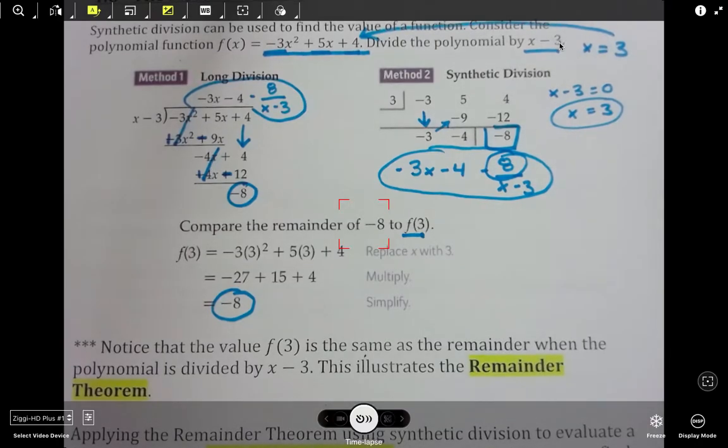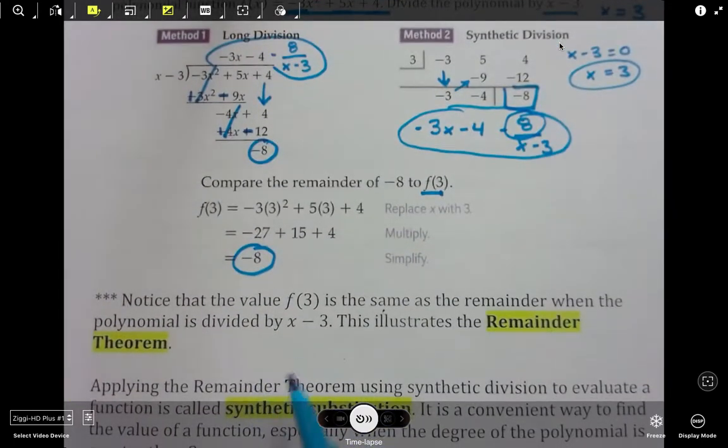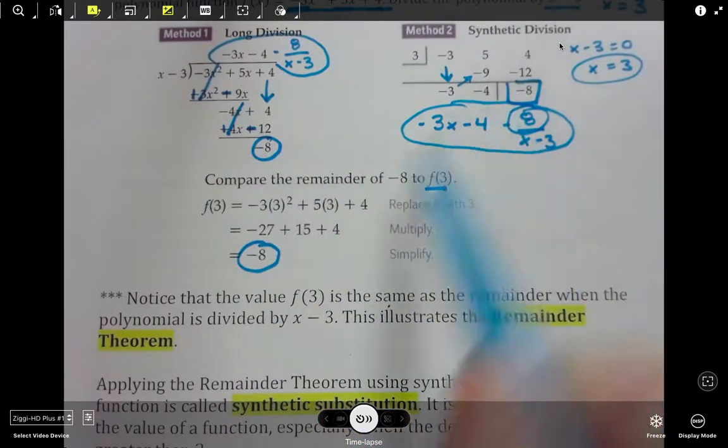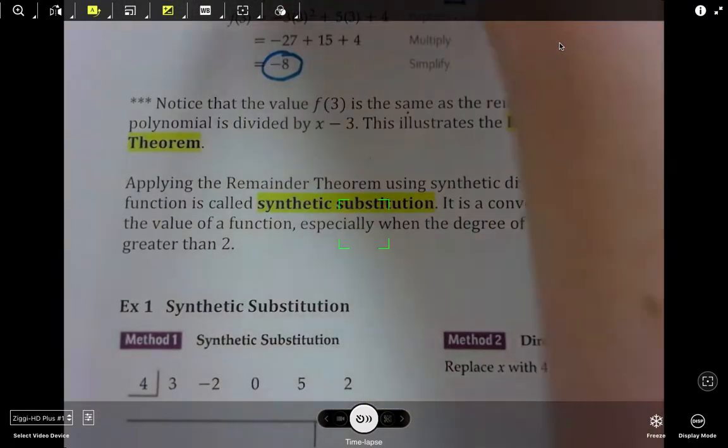You should end up getting that number. If you don't, then you probably did something wrong on your long division or your synthetic division, okay? So this number should match up with your remainder that you get, okay? So let's go ahead and do an example of that down below here.